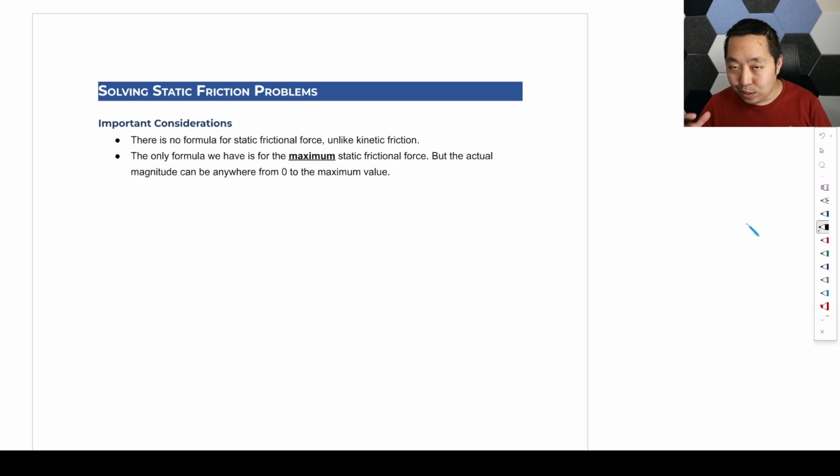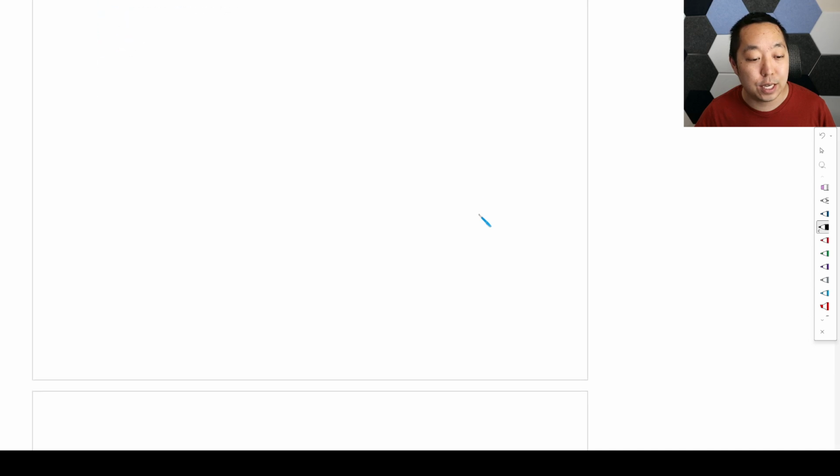All right, so now we're going to put it together and approach some static friction problems. And this lesson will be primarily just working through problems. And remember, there's no formula for static friction, unlike kinetic friction. The only formula we have is for the maximum static frictional force, okay? So getting that direction is going to be correct, and then we might either solve directly for the static friction, or we may use the maximum static friction if it applies in that situation. So let's go ahead and go through a few examples here.